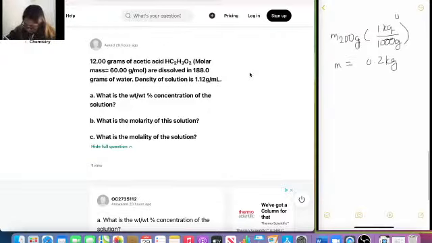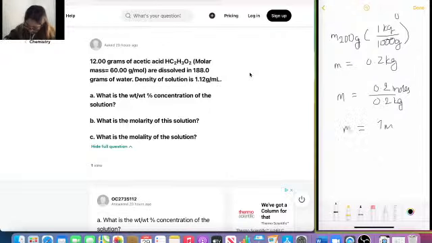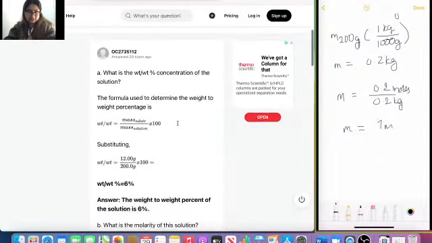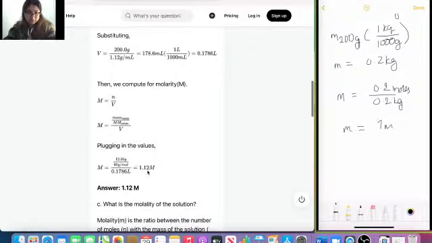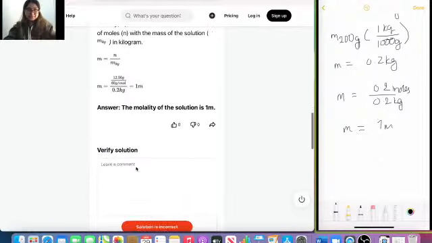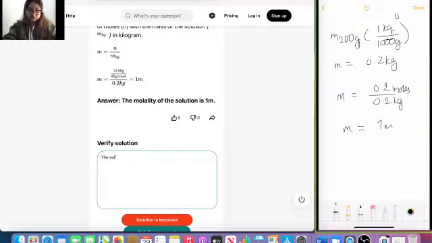Now we can find molality. Our moles is 0.2, and our mass is 0.2 kilograms, so the molality is basically 1 m. This is your answer. So you can see we got 6, then 1.12, and lastly 1 m. So the solution is correct.